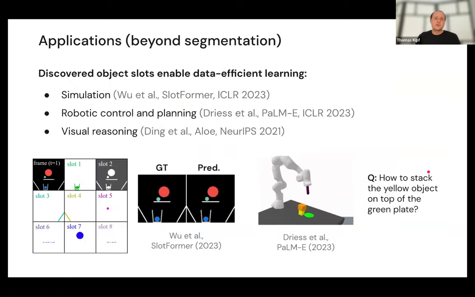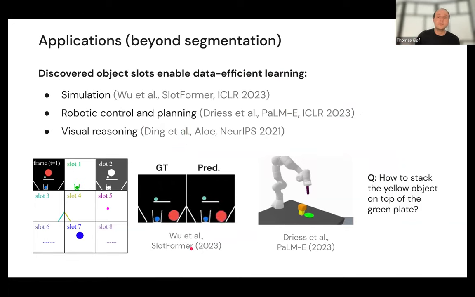Now, because we've mostly talked about segmentation so far, I just want to briefly highlight that these end-to-end models also enable other things beyond segmentation. These discovered object slots, because the discovery doesn't necessarily have to be done with just decoding, you can also co-train with some downstream objectives. They can really enable data efficient learning for certain tasks, for example for simulation, as you can see here in this physical, again a bit of a toy example, from the SlotFormer paper, where you get a lot of data efficiency benefits.